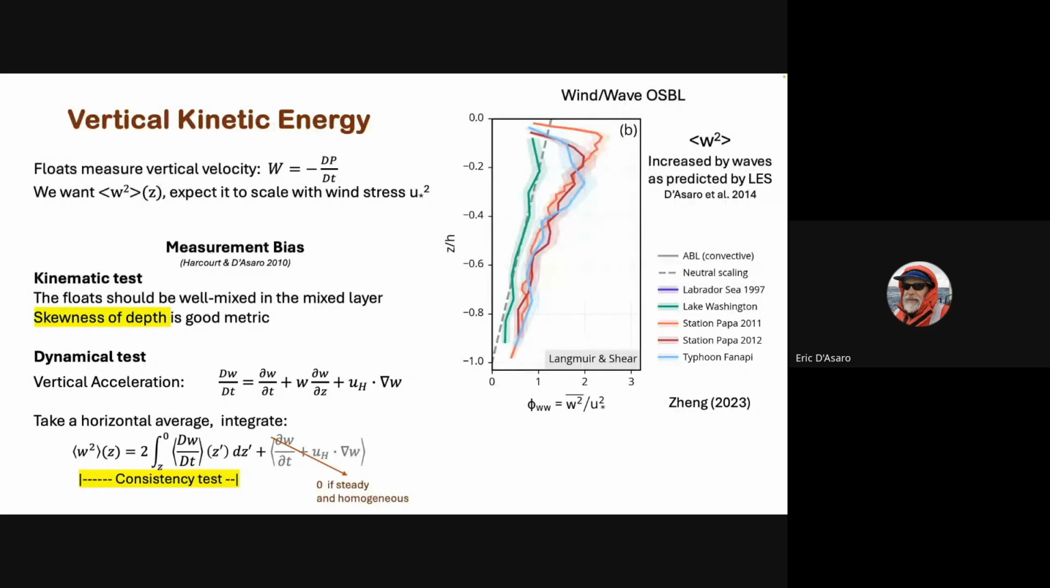Well, one thing is the float should be mixed up like everything else. There's a mixed layer. So since temperature is mixed, the float should be mixed too. That means the PDF of float depth should be uniform. You can check that. I'll show an example.